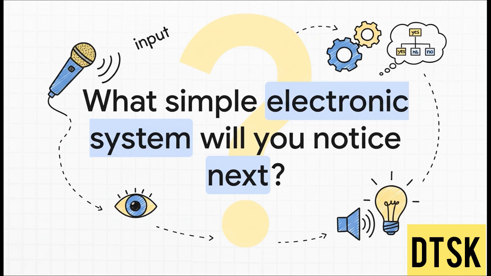It's all there. So the next time any device around you beeps or lights up or just does something on its own, try to break it down. Ask yourself, okay, what was the input, what was the decision-making process, and what was the final output? So my question to you is, what's the first simple electronic system you're going to spot?